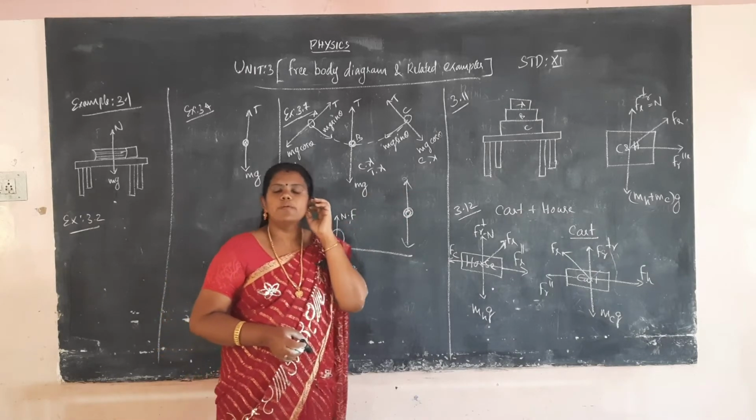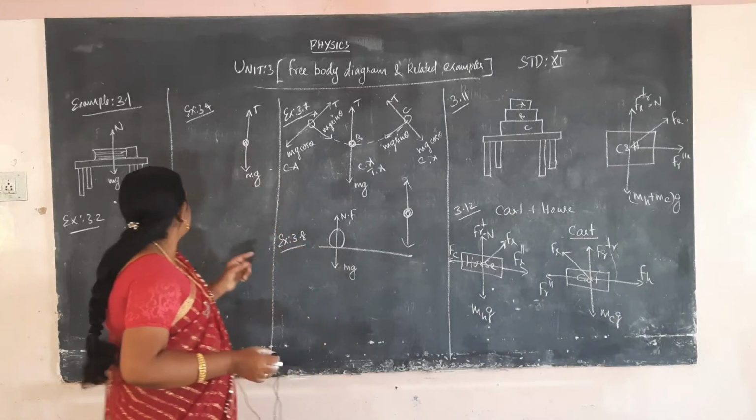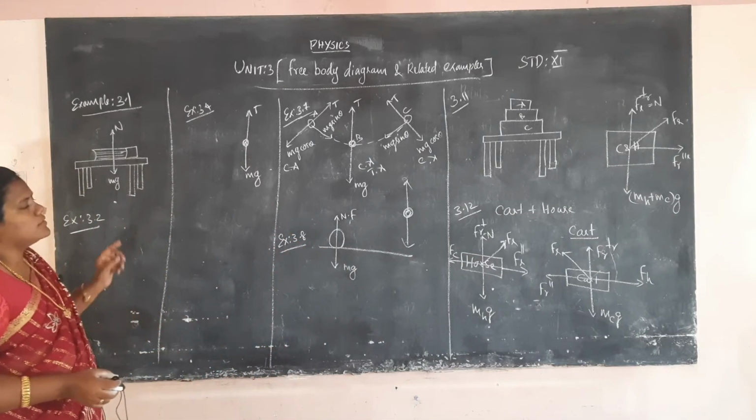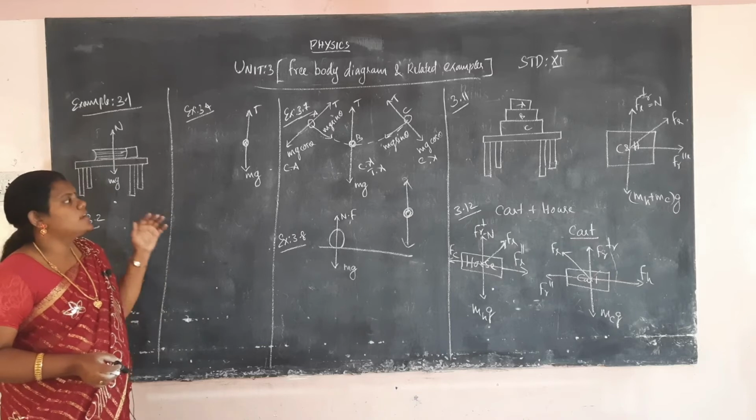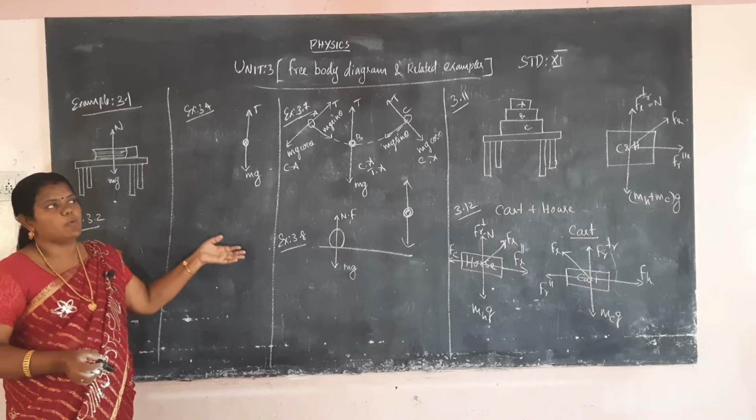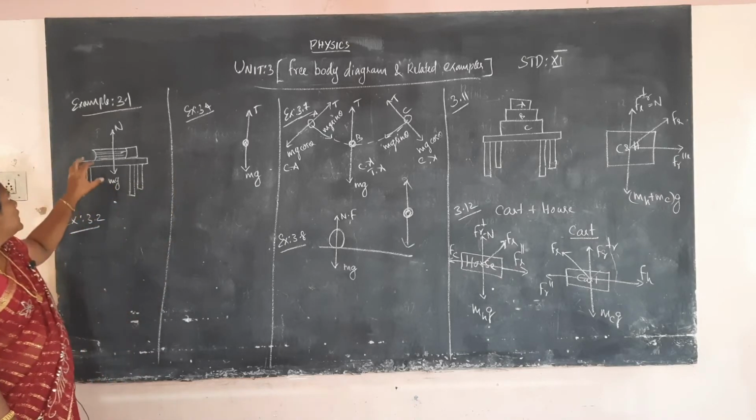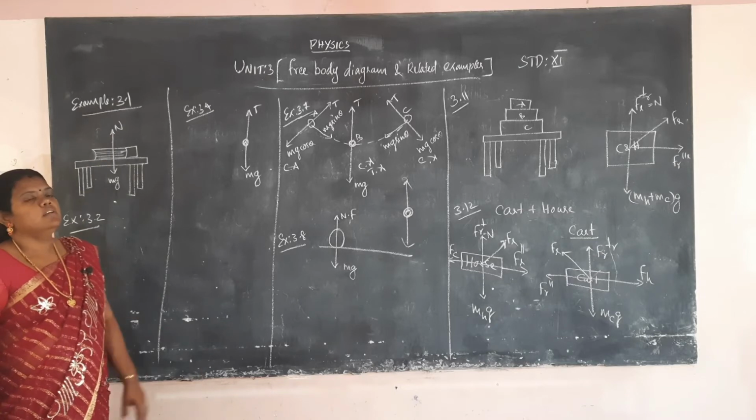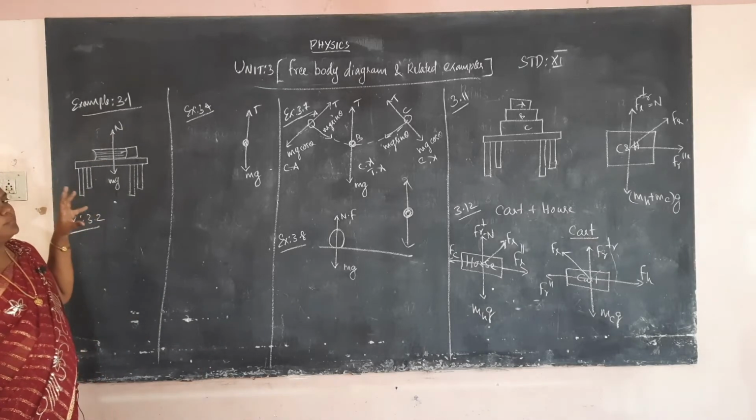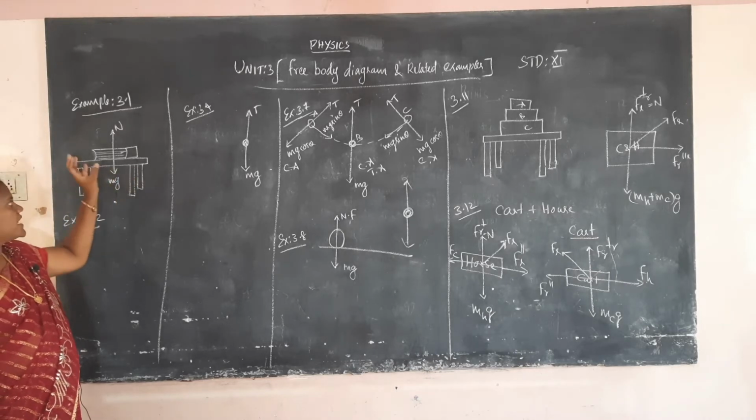I will give some examples of how to draw the free body diagram. In your book there are some example problems, and I will selectively explain some of them. First, example 3.1. One block is located on the top side of the table.